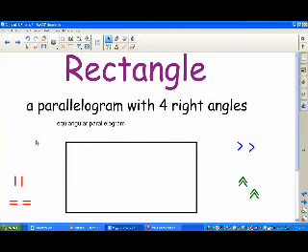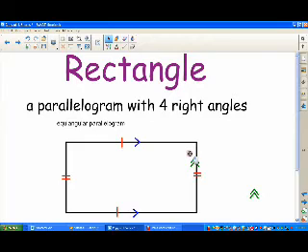It's an equiangular parallelogram. And the other thing with a rectangle, not only are the opposite sides parallel, but the opposite sides are also congruent. And that should make sense, because if the angles are all congruent in a parallelogram or any kind of quadrilateral, then they have to be right angles. So we know that in a rectangle. Okay, so that would be a rectangle.